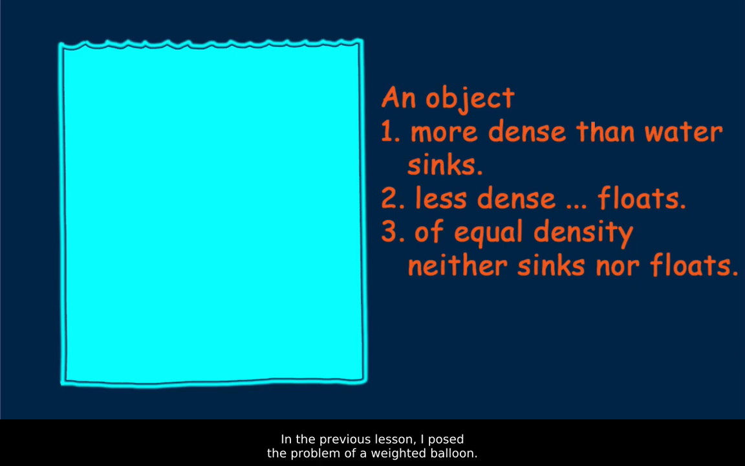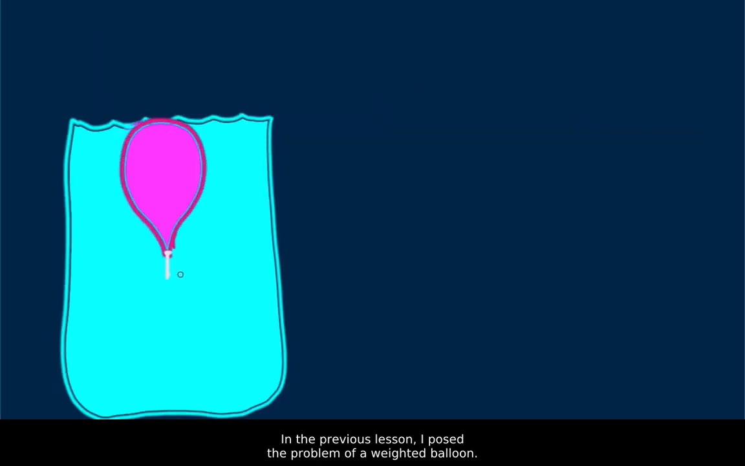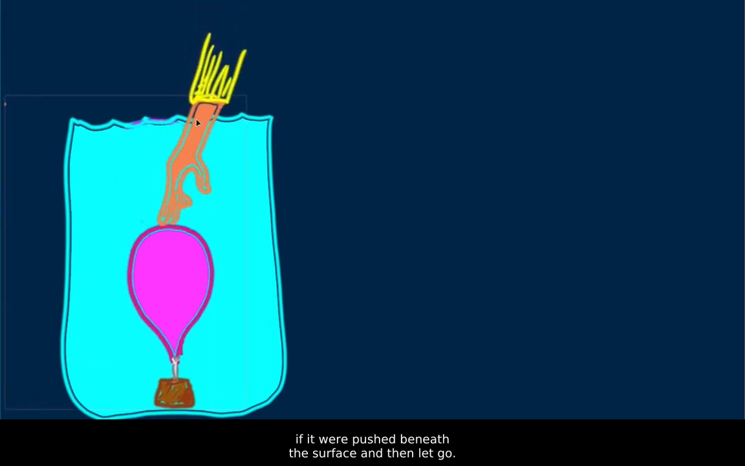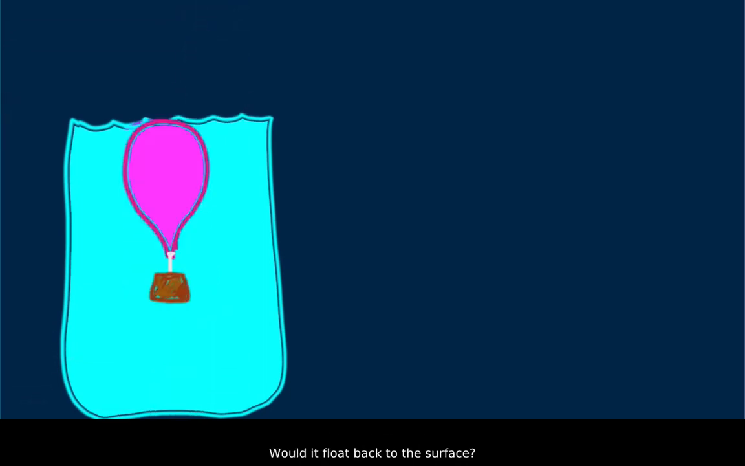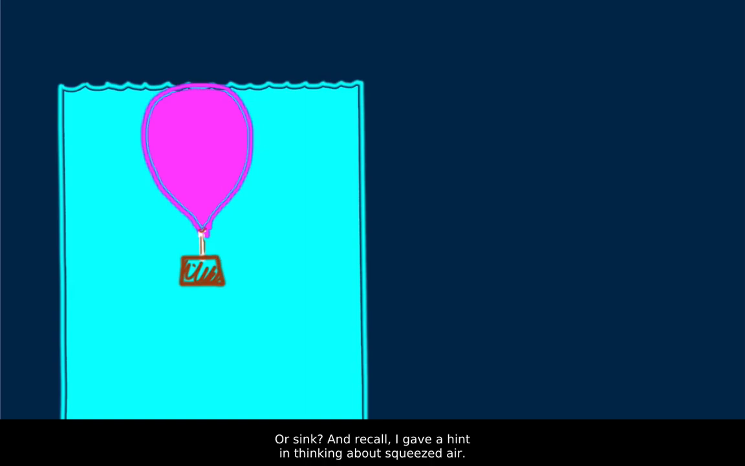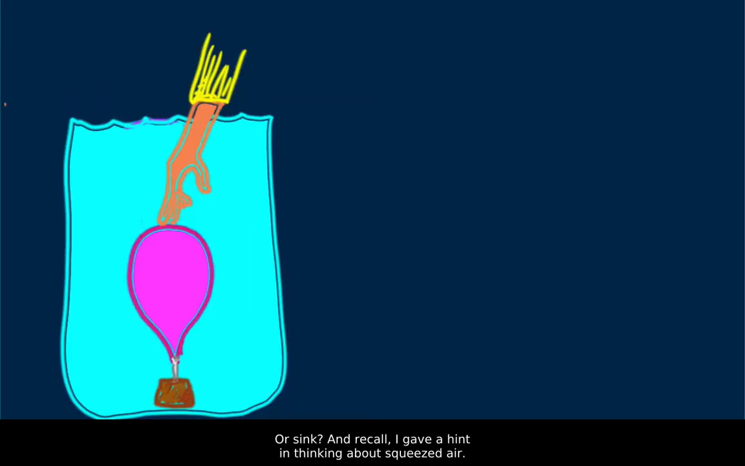In the previous lesson, I posed the problem of the weighted balloon. I asked what would happen to a weighted balloon, barely floating, if it were pushed beneath the surface, and then let go. Would it float back to the surface, stay where it is, or sink? And recall, I gave a hint in thinking about squeezed air. What's your answer? Well, let's make the hypothesis that the balloon sinks.